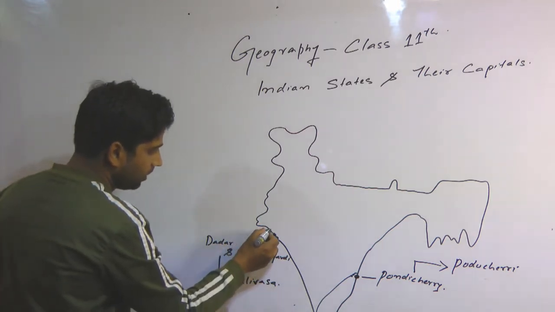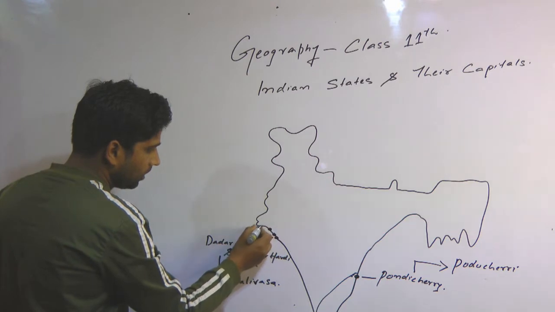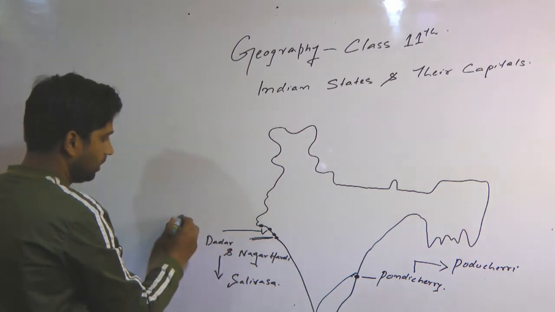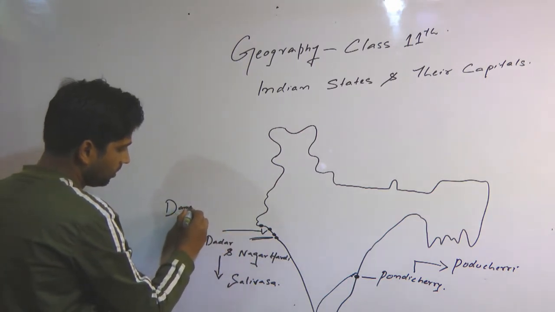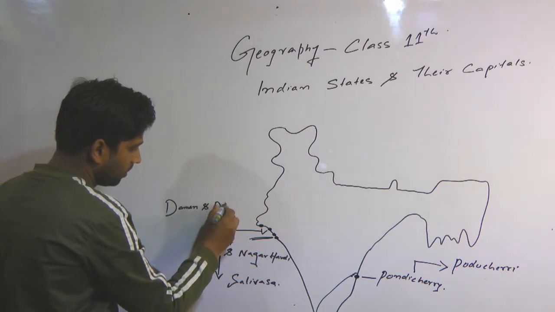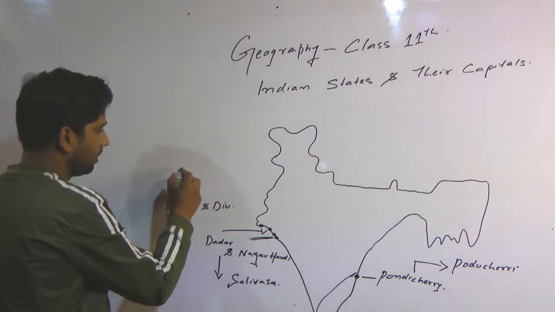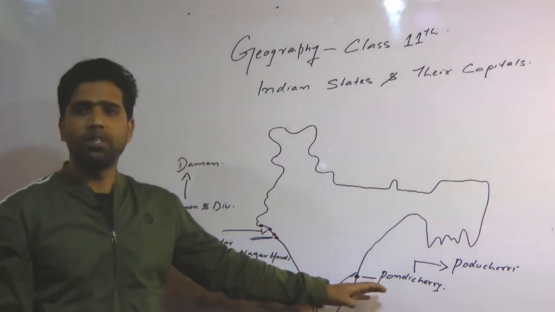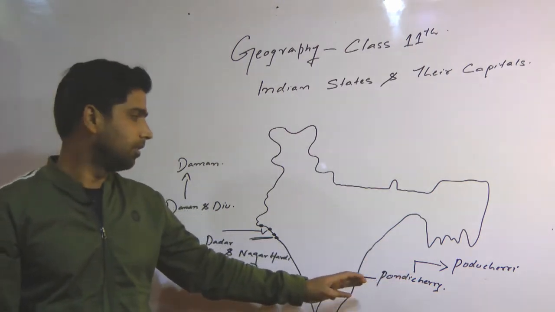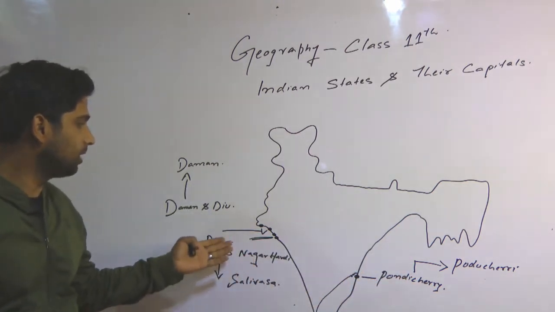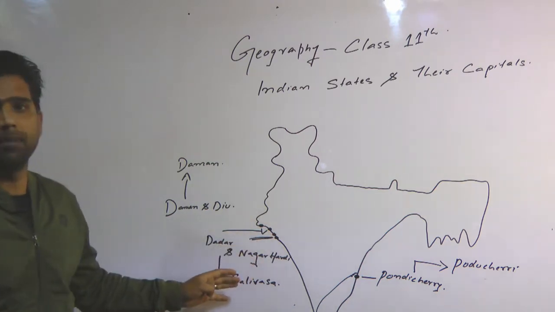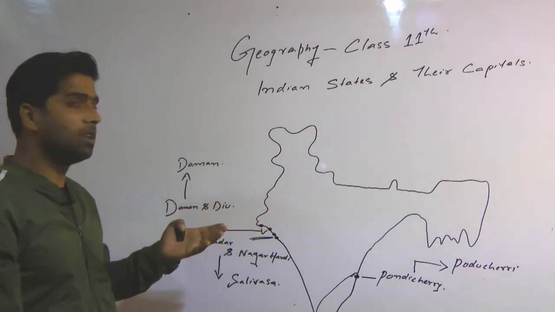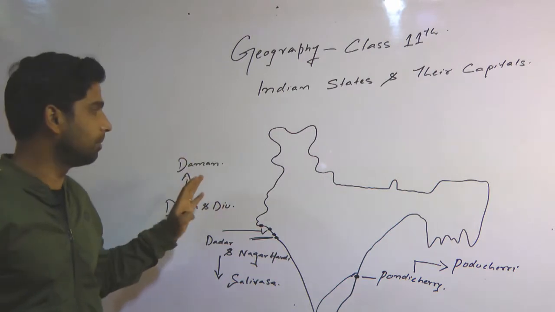Here is another UT like this. It is Daman and Diu. Its capital is Daman. Pondicherry, capital Puducherry, is one of the UTs of India. Another UT is Dadra and Nagar Haveli, capital Silvassa, and Daman and Diu, another Union Territory of India, and its capital is Daman.